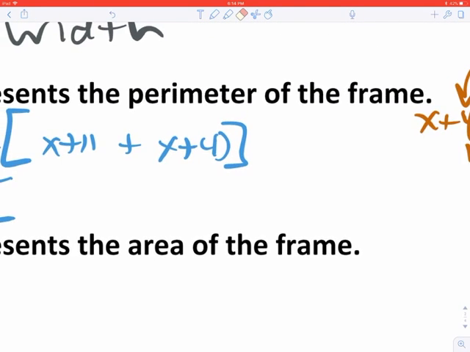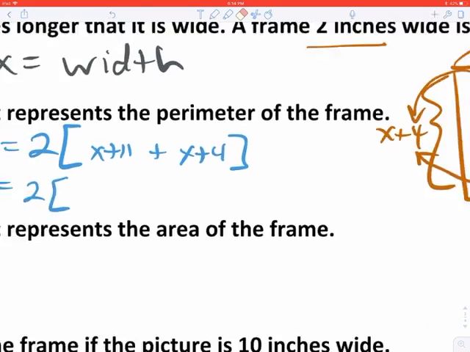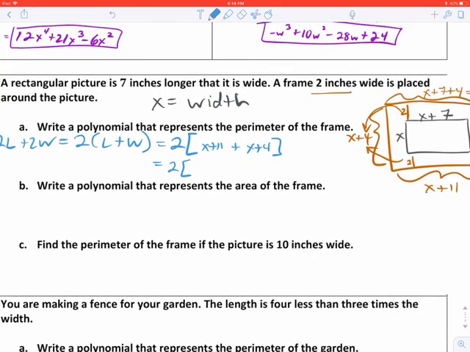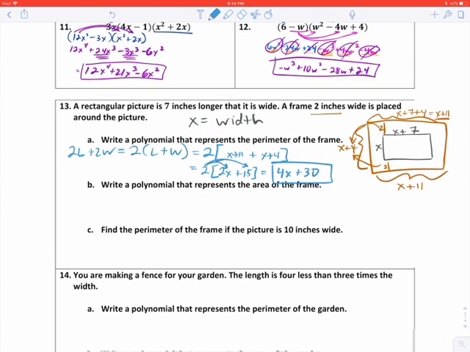Alright, now this is 2 times, and I can actually go without these parentheses because there are no minus signs that need to be distributed to it. Let me see if I can get this without erasing the numbers, and I can. So inside, I'm going to get 2x plus 15. Going to distribute the 2 back in and get 4x plus 30. That's my perimeter.